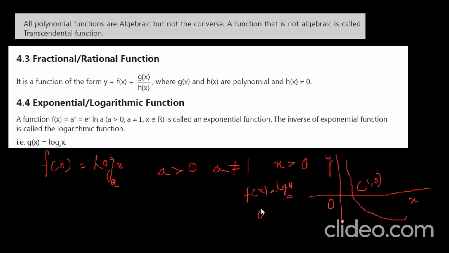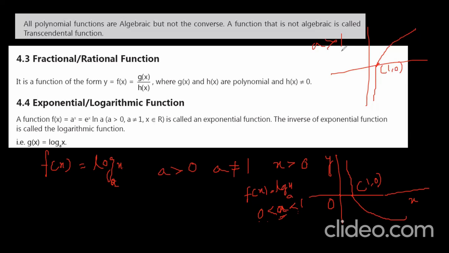What is the condition? 0 less than a less than 1. If a lies between 0 and 1, this is the graph. If a is greater than 1, then what is it going to be? Let me draw it. If a is greater than 1, it starts like this, right? So this is also touching at the same point, but it is for a greater than 1.